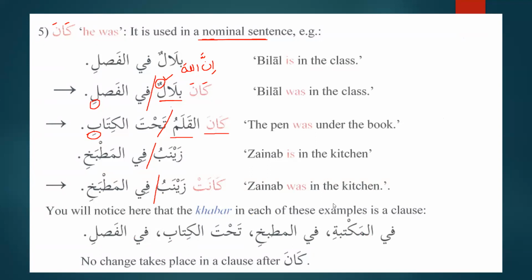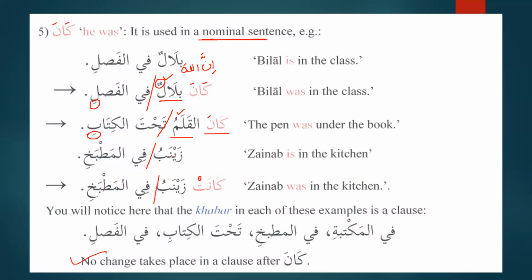As we can see over here, no change takes place in the clause after kana. So we will see that kana always has ismu kana and khabaru kana, and ismu kana will always remain marfu. It's similar to the doer, as we know that the doer is always marfu, right? The fa'il is always marfu. So that's what it means, that the doer will always remain marfu.